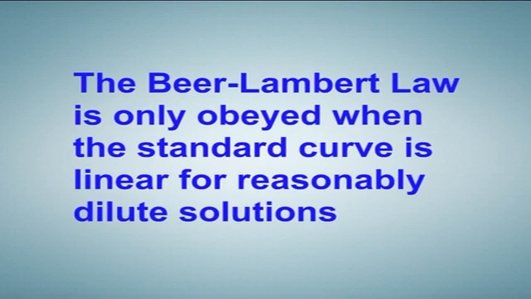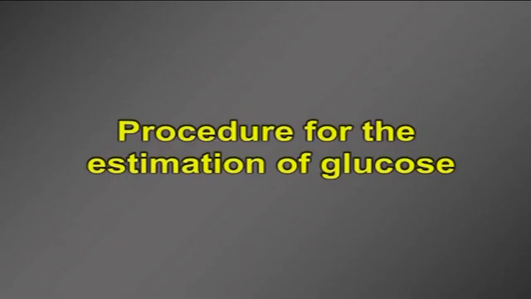Then the machine can be used to find the concentration of other solutions. Beer-Lambert's law is only obeyed when the standard curve is linear for reasonably dilute solutions. Let us see the procedure for the estimation of glucose.